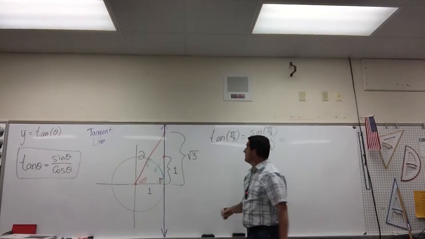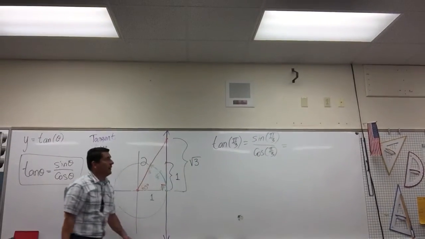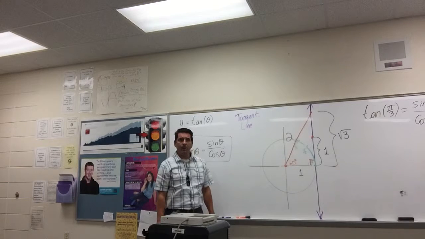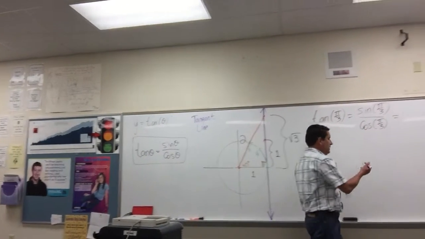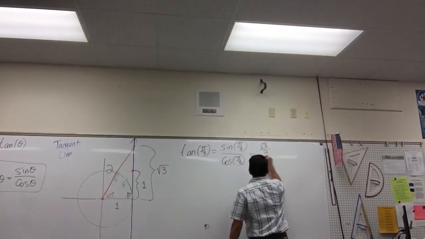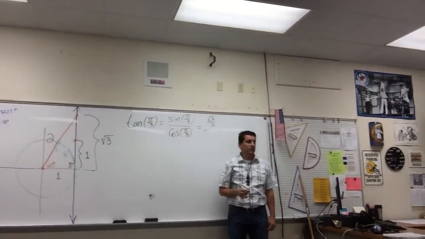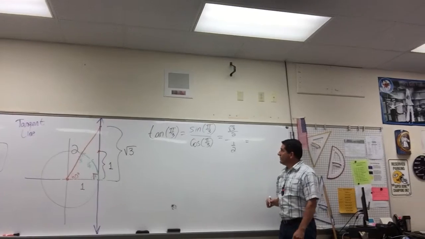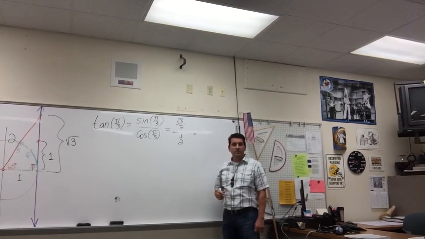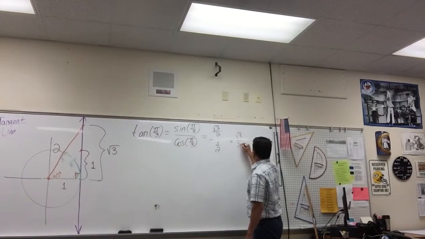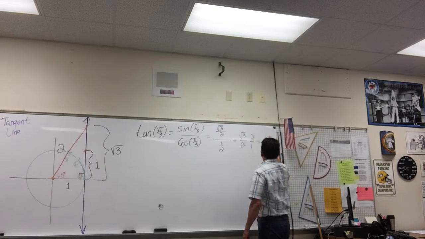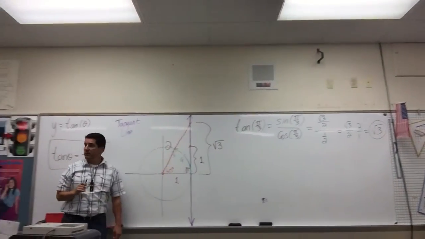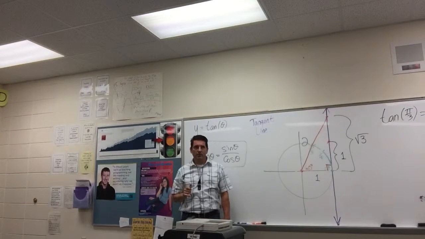Okay, so let's do a little math. All right, you guys are professionals now on the sines and the cosines. So what is the sine of pi over 3? Good. Square root of 3 over 2. And what is the cosine of pi over 3? It's 1/2. What is the square root of 3 over 2 divided by 1/2? Square root of 3. The tangent of pi over 3 is equal to the square root of 3. Tangent line, good.